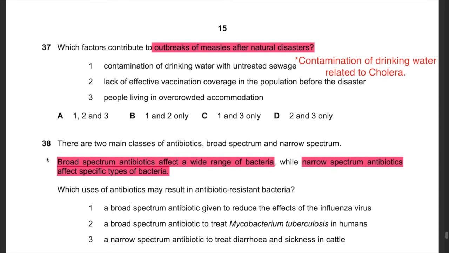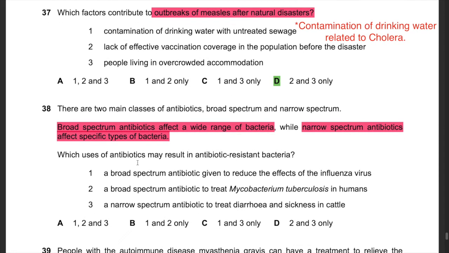Question 37. Which factors contribute to outbreaks of malaria after natural disasters? Option 1. Contamination of drinking water with untreated sewage. That is wrong, as contamination of drinking water is related to cholera. Option 2. Lack of effective vaccination coverage in the population before the disaster. That's correct. Option 3. People living in overcrowded accommodation. That's also correct. So the answer is D. Option 2 and 3.